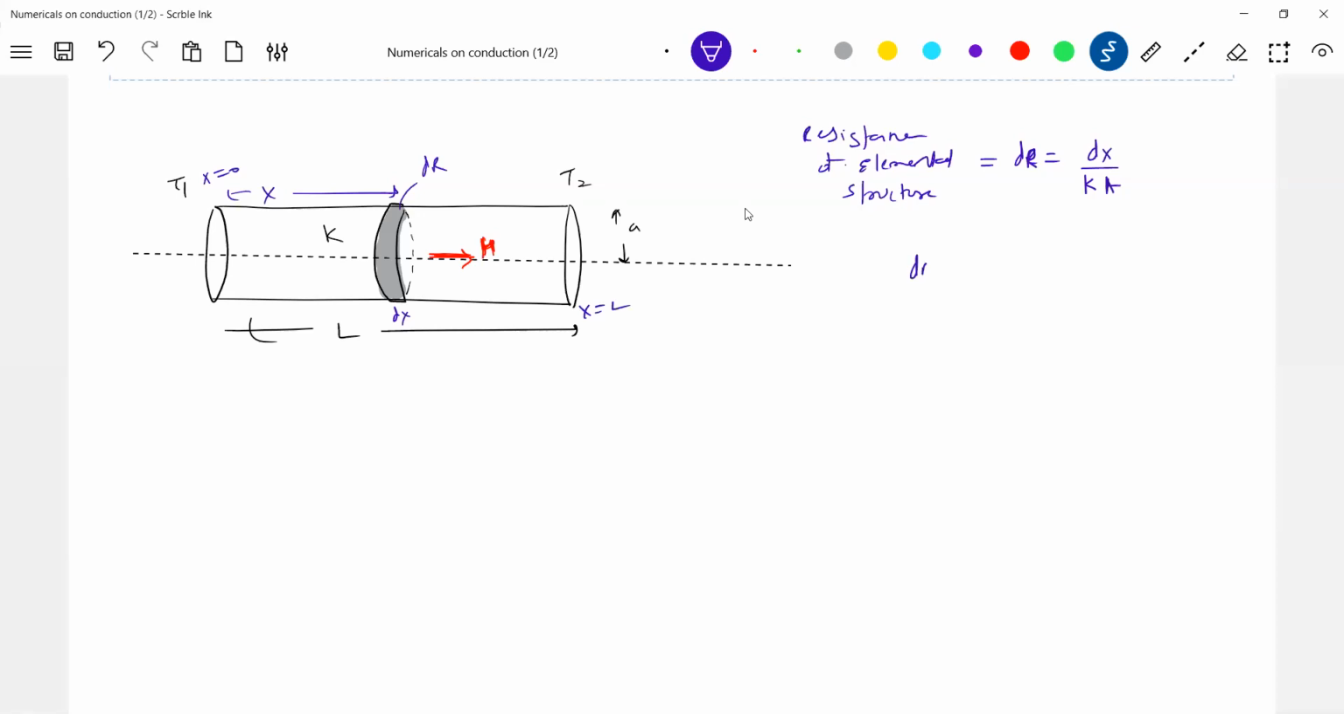I want the total thermal resistance, so I'll go for integration. Tell me, dx will vary from where to where? From 0 to L. Therefore R is equal to L by KA. So this is the thermal resistance of a cylindrical rod that we have found out. It depends upon the length of the rod, K, and the area of cross section. Further, what is A? Pi a square.